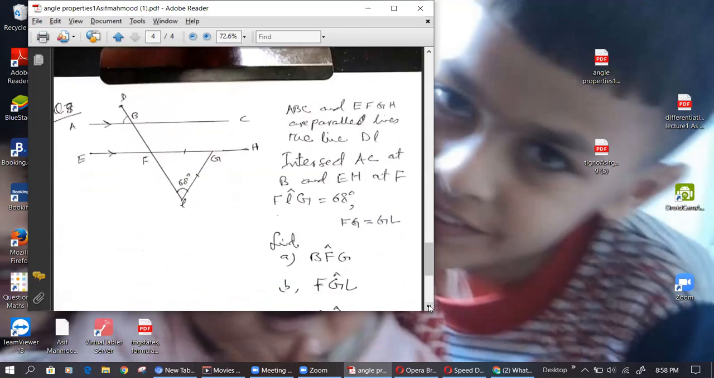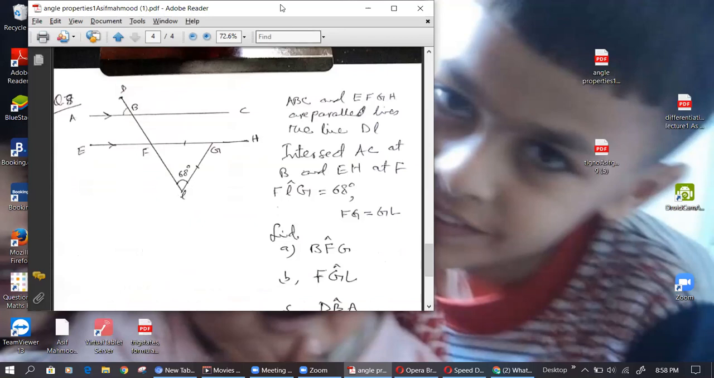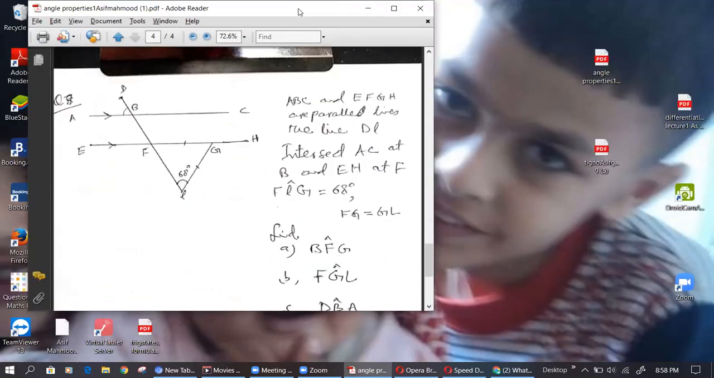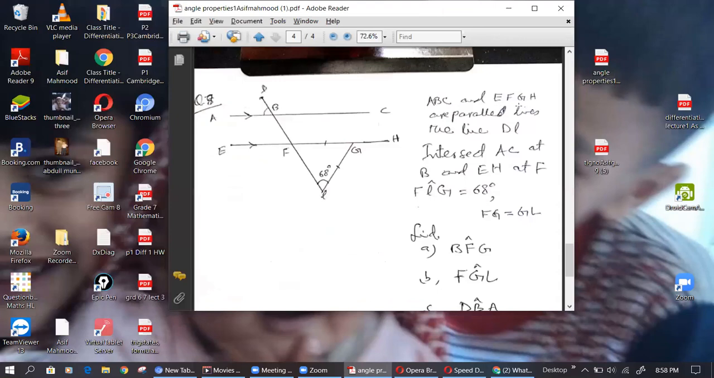Okay, now next one. In this, which two lines are parallel? AC and EH. So in this question, ABC and EFGH are parallel lines. And then DL intersects AC. DL is this one, D to L. It intersects AC at B, this point is the intersection, and EH at F. So they are intersecting at these two points, B and F.